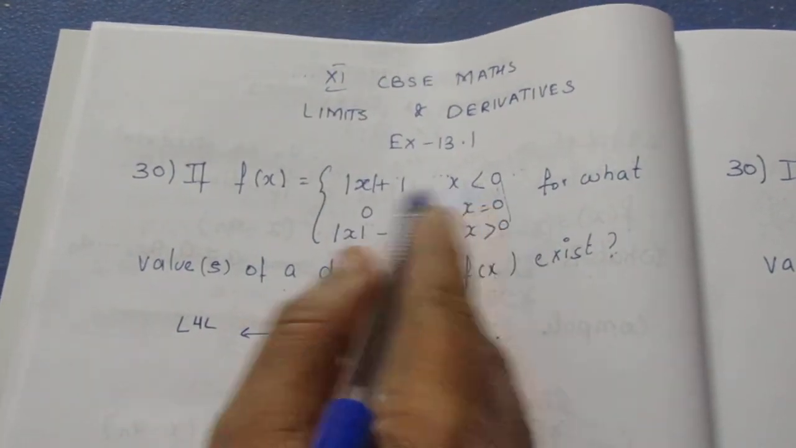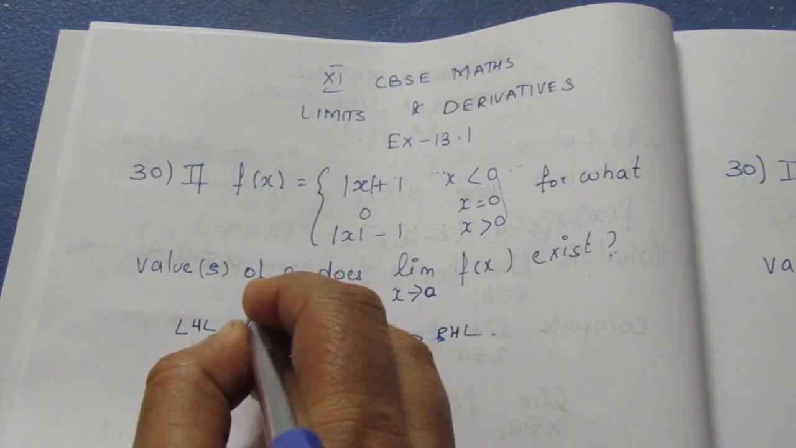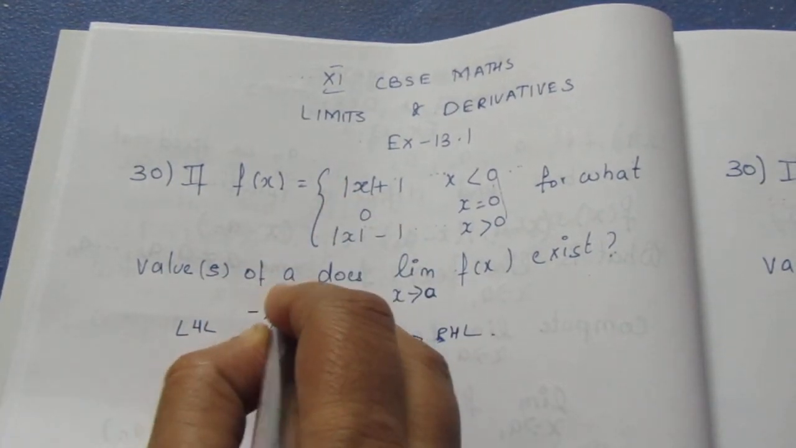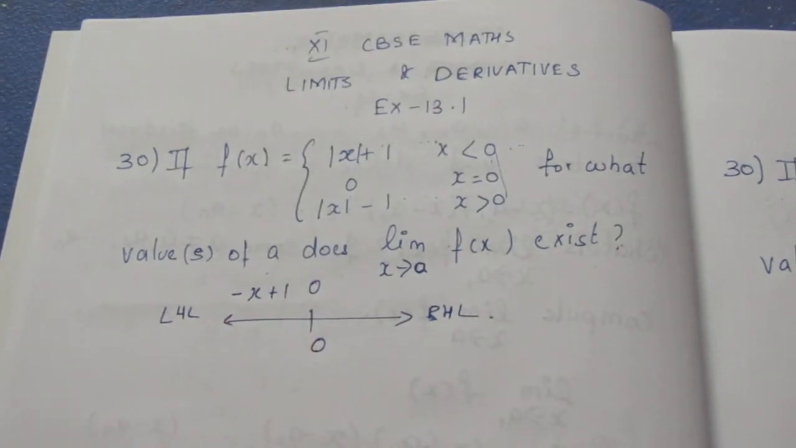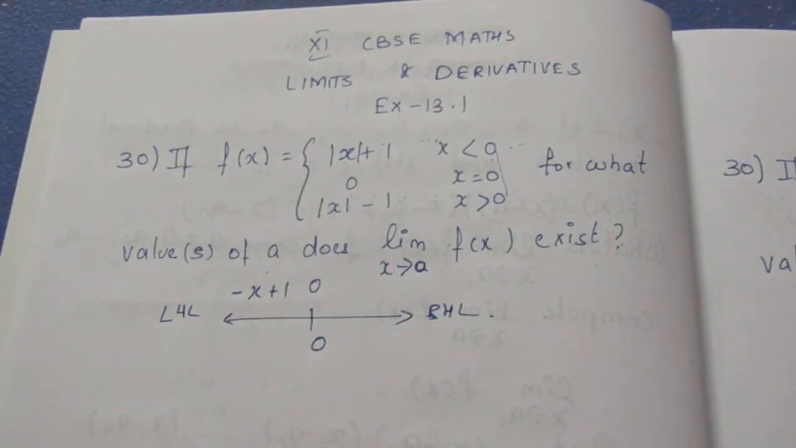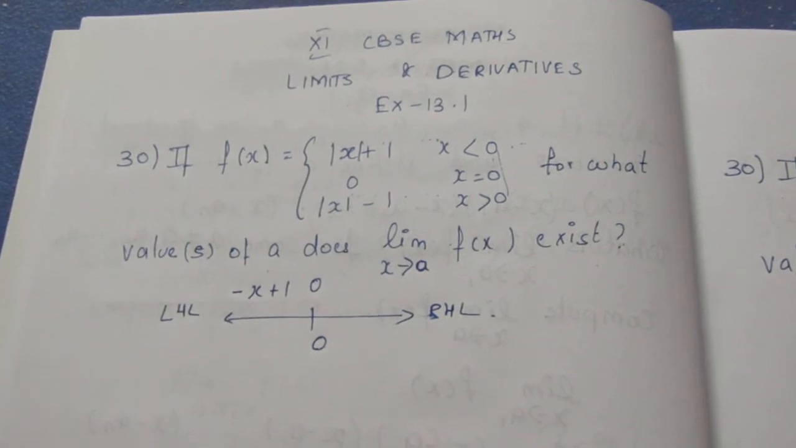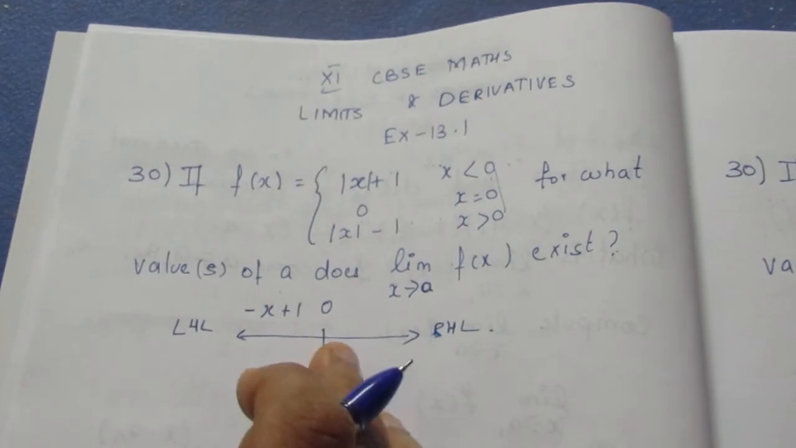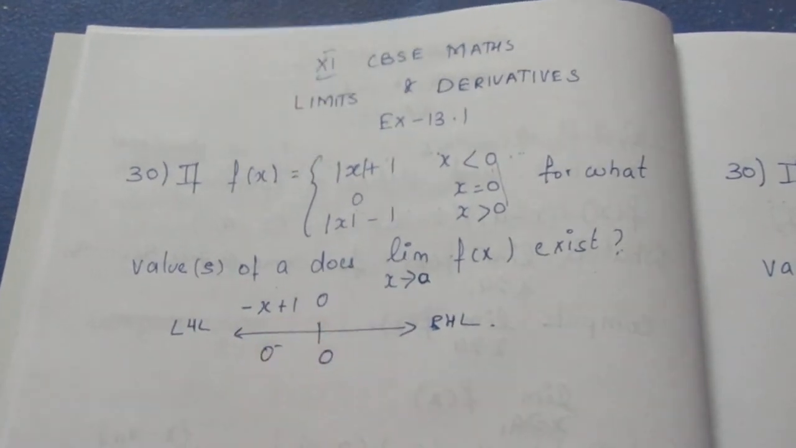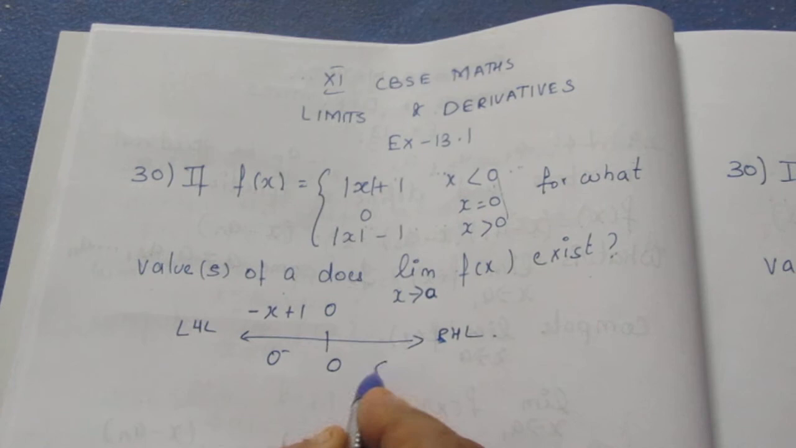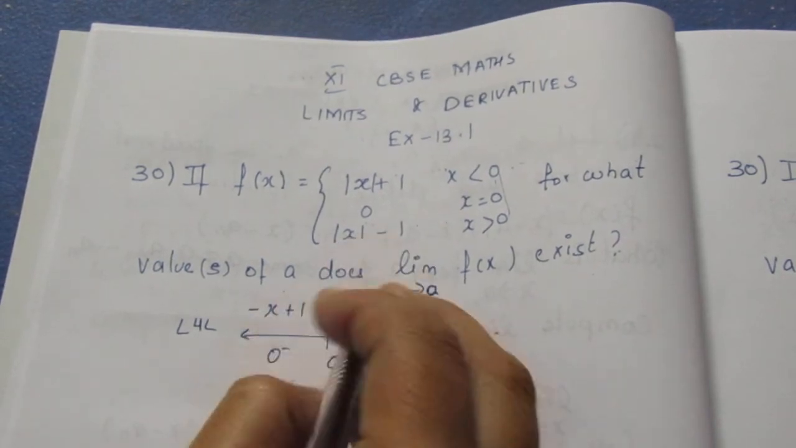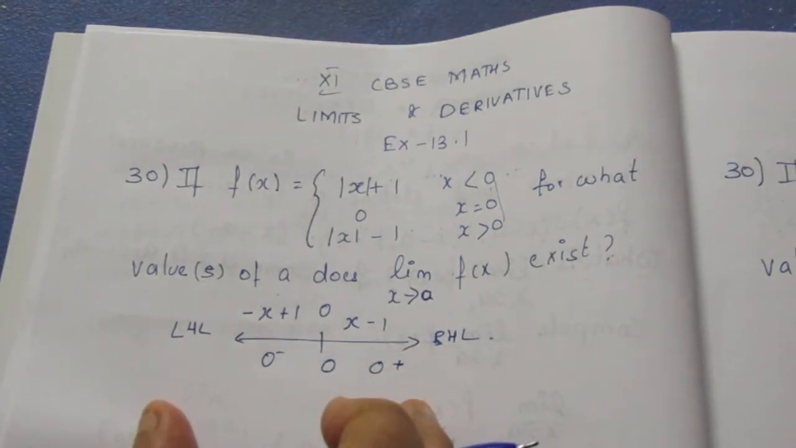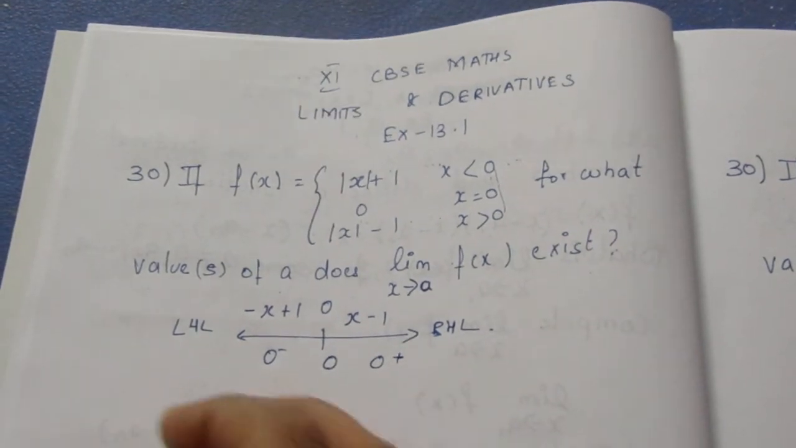On the left hand side, that is x less than 0, here we can take x to be of negative side, so minus x plus 1. Because they have given a mod, if we take the x inside the mod, it will be negative x because of the left hand limit. Here on the right hand side, it is more than 0, so your x value will be positive, so x minus 1. So we are going to substitute in both the things.